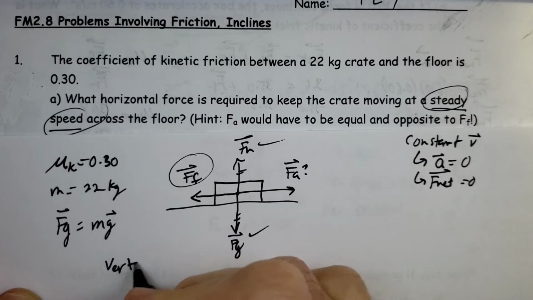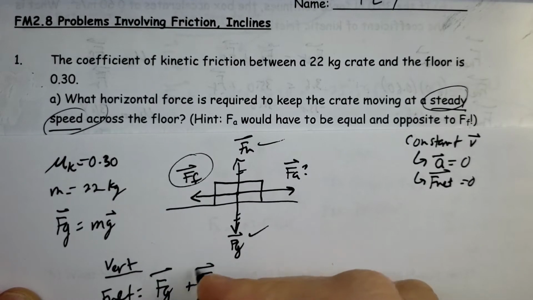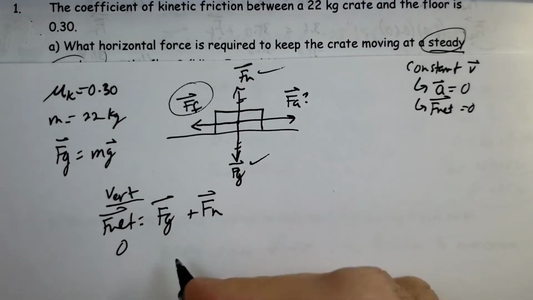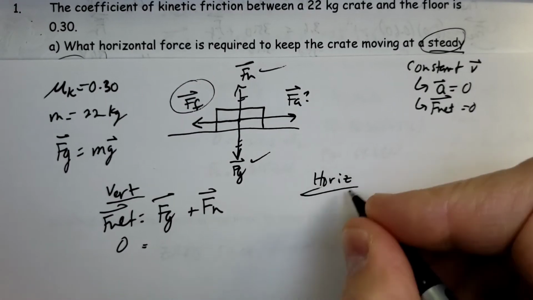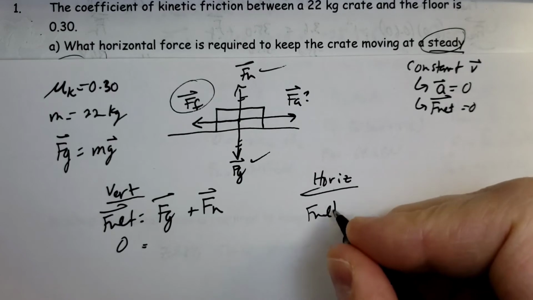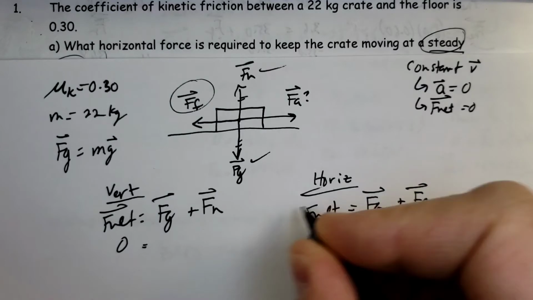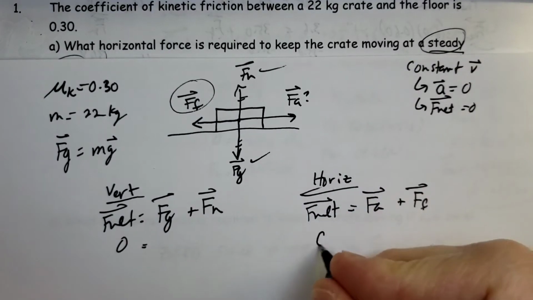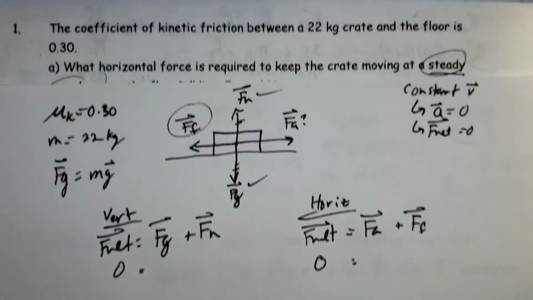So you're going to have to figure out vertically what's going on. Vertically we have FG and FN, and since this isn't accelerating upwards or downwards, we can assume that net is 0. And then horizontally, F net is equal to FA plus FF. Since we're moving at steady speed, that's going to have to be 0 as well. So that's a hint for that very first question.